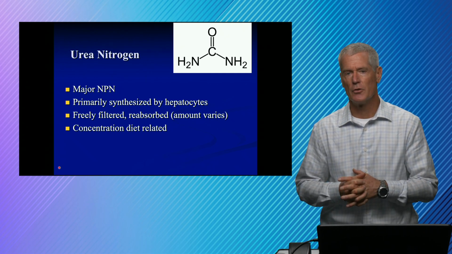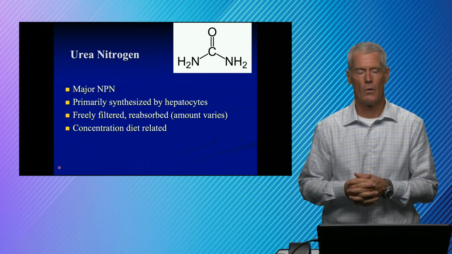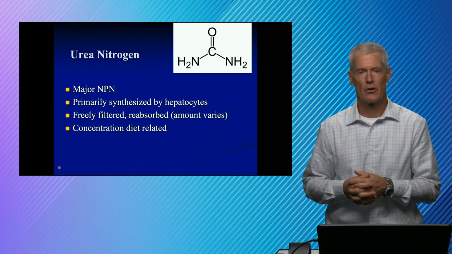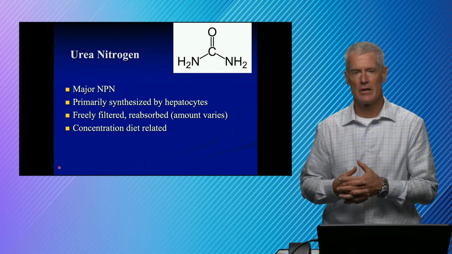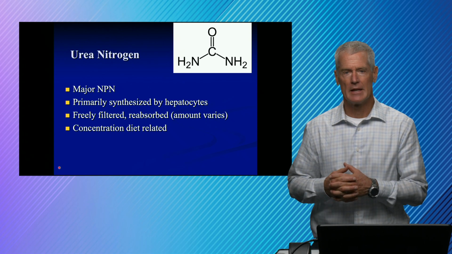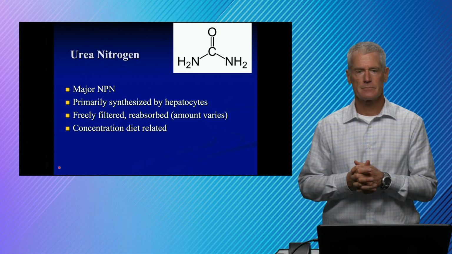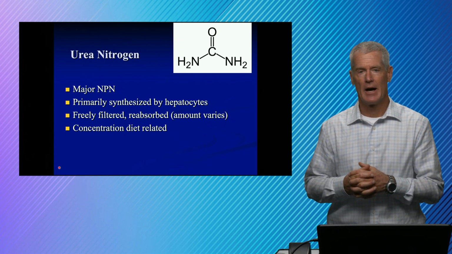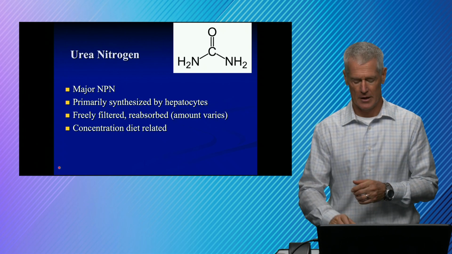The concentration is also diet related, and so if you eat a protein-rich diet, your urea is going to be higher than if you're a vegetarian and you eat a low-protein diet. In fact, that can vary by a factor of 4, so it is quite significant.